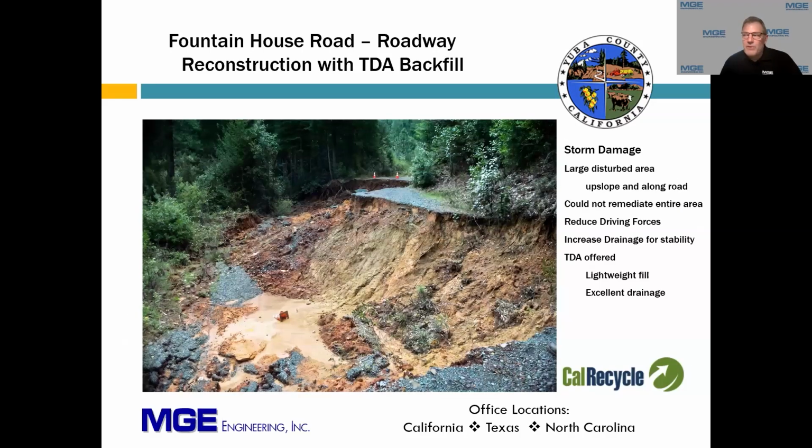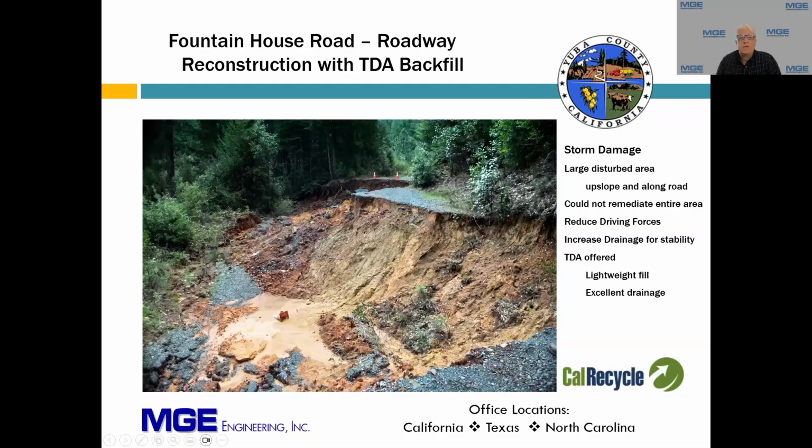Here's another example. This one was Fountain House Road. Martin, can you talk about what was going on here? Yeah, so you can see the damage to the roadway. It completely took out the road. There are two lobes to the storm damage or landslide site that you see here, one in the distance where the cones are, and this one in the foreground.